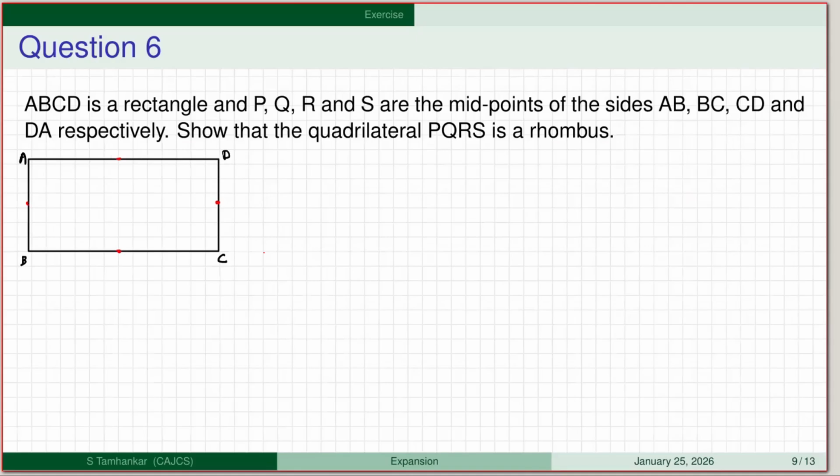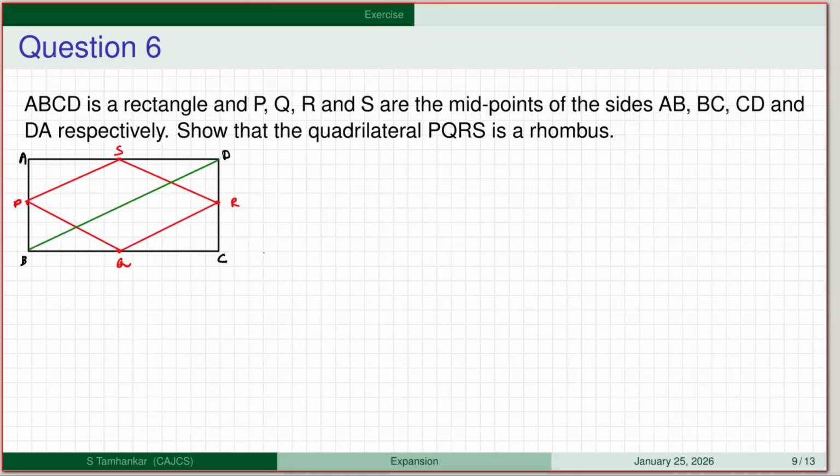So this is P, this is Q, this is R and S. We have to show that they form a rhombus. So by a line joining them, P joining to S. Okay. So how do we go about it? I'm going to join the diagonals as well.